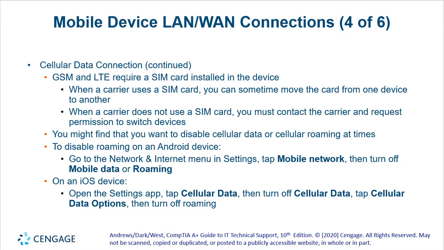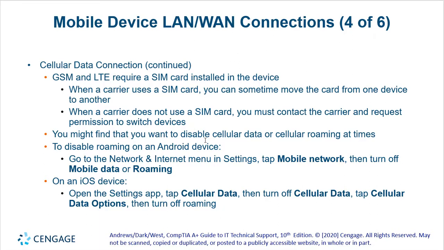So your cellular data, you have a SIM card that's in the device, and that is just the card that is going to have all your information on it and how you can contact the carrier to request different permissions on how to access that network.